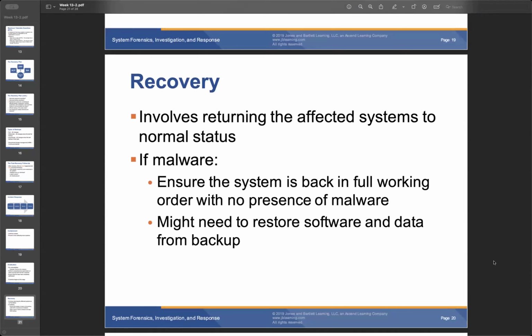And of course, we can also do the recovery. This involves returning the affected system to a normal state. If we have malware, and they were infected, we try to ensure that it's back in full working order and there is no presence of any malware. So we need to be careful. Sometimes we have to reinstall the system and check whether other systems are infected, or restore and recover. So maybe we need to restore the software and data from backup. This is the process we're going to do.